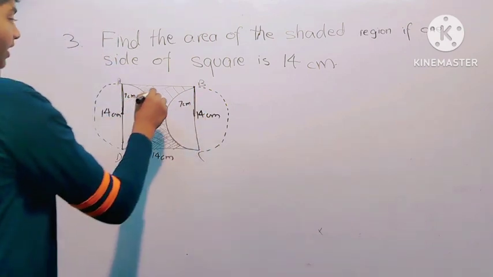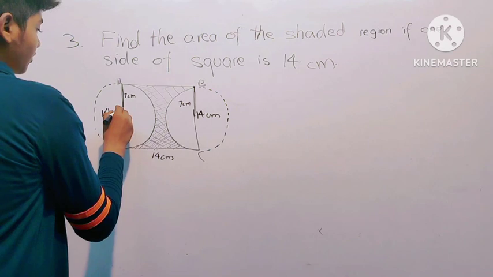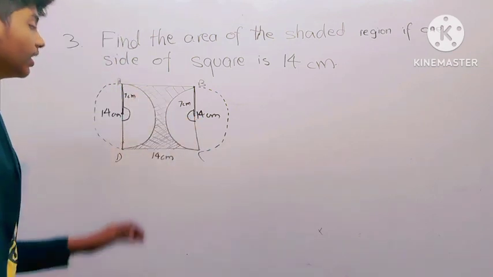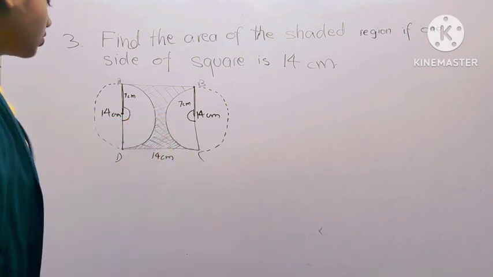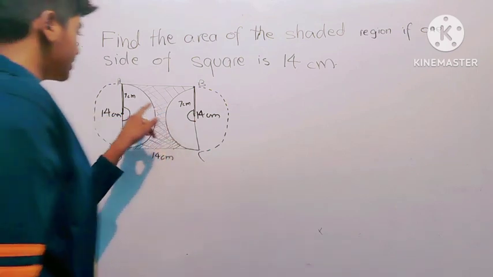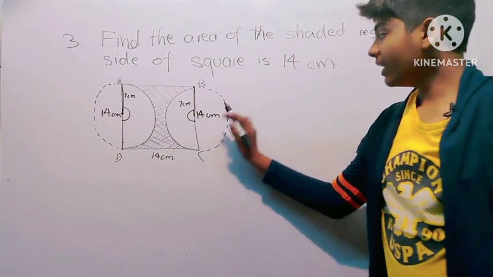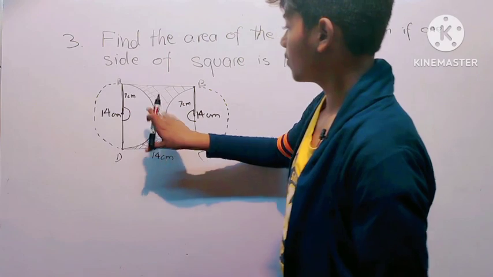So we get the radius of the semicircle as 7 centimeters. Now we need to find the area of the shaded region. Sorry, first we will find the area of these two semicircles. Both of the angles of these semicircles are 180 degrees. Next, we will find the area of both of these and subtract it from the area of the square.